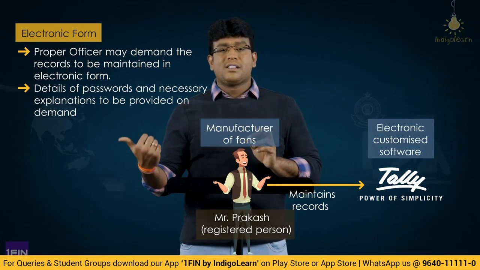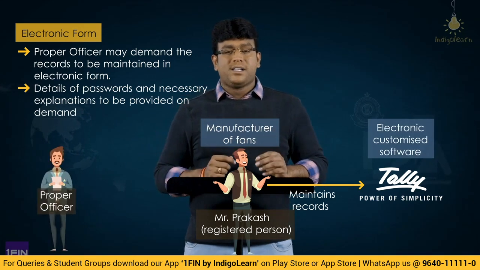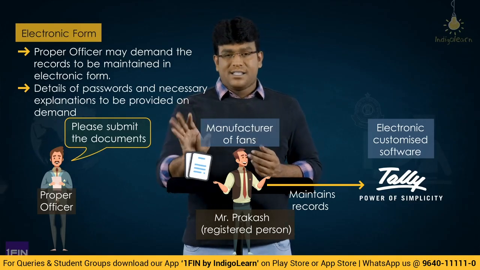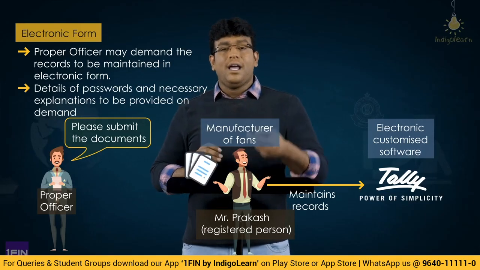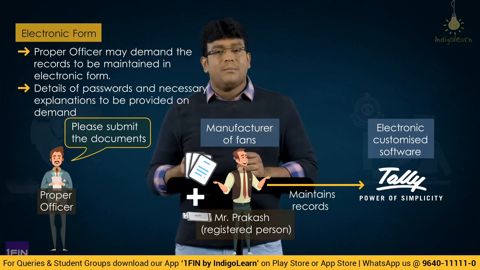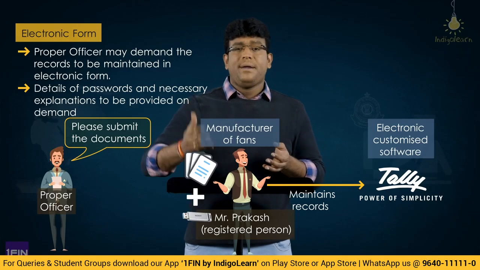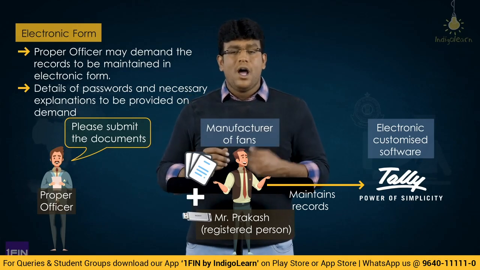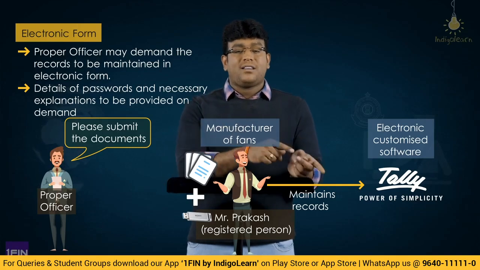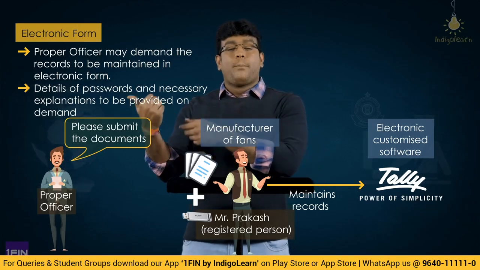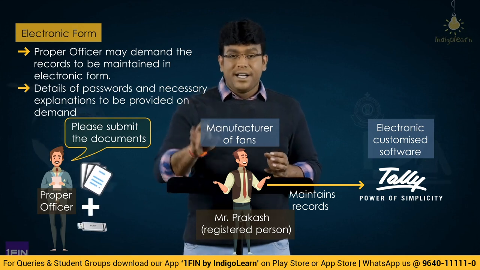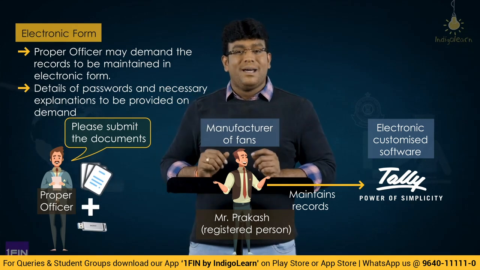Now when the proper officer asks Prakash to submit the documents, what Prakash can do is take a few printouts as a sample copy, and along with that he can also provide the backup of the data in readable form. What they generally do is convert it to Excel spreadsheets, or the backup may be taken on a pen drive and that pen drive can be submitted to the proper officer, so that for the proper officer it will be readable as well as understandable.